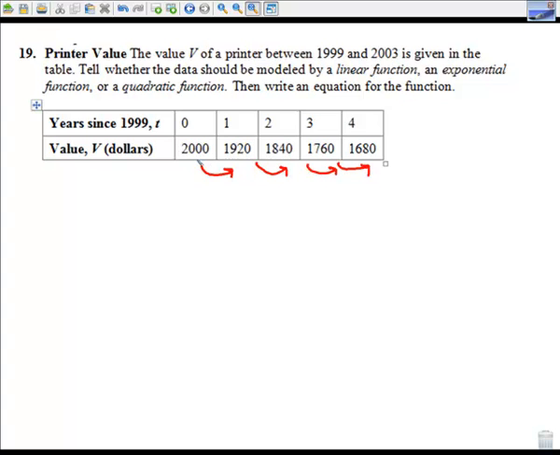right here from 2000 to 1920 is a decrease of 80. And these are all decreases of 80. 1920 to 1840, 1840 to 1760, and 1760 to 1680. So this is linear because the first differences are the same.